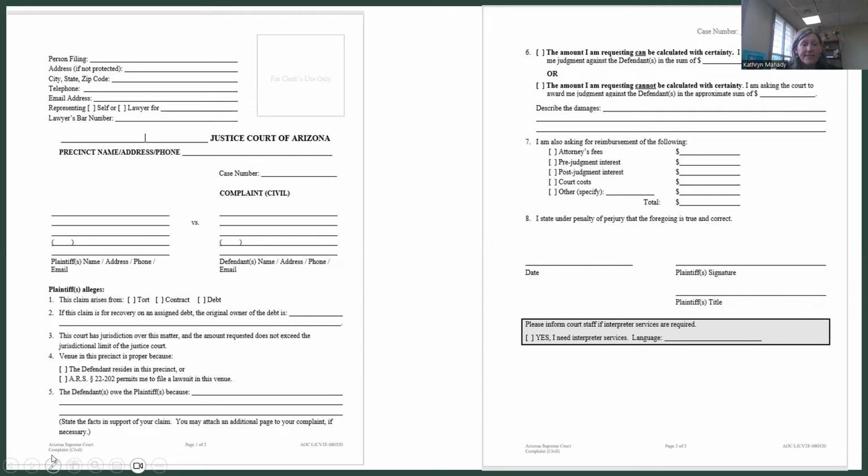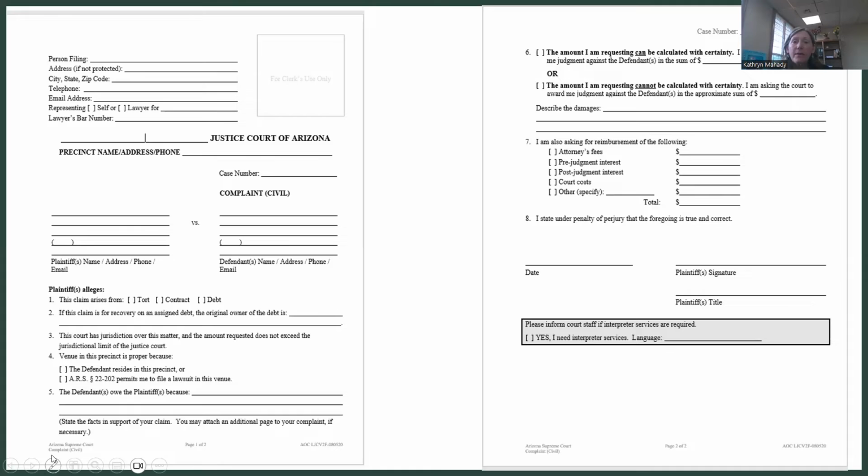Number three is just a statement: this court has jurisdiction over this matter. And then for number four, you're telling the court why the venue is correct, whether it's that the defendant resides in this precinct or the incident occurred in this area. Number five is the defendant owes you money, or owes the plaintiff money or property, because, and these are the factual allegations.